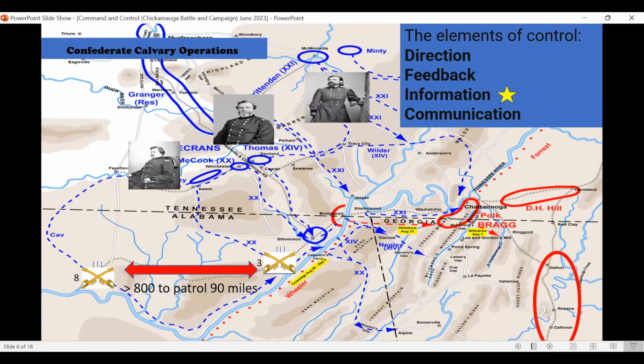The rest of his command took up camp miles away from the front. He was out doing recruiting duties, trying to gather more horses for his command, but he was in no position whatsoever to provide critical information and actionable intelligence to Bragg.